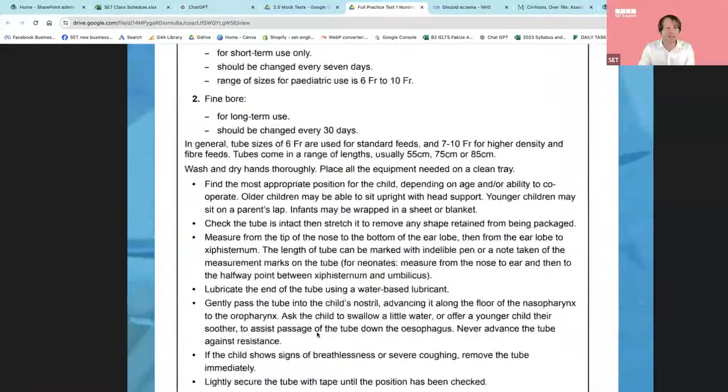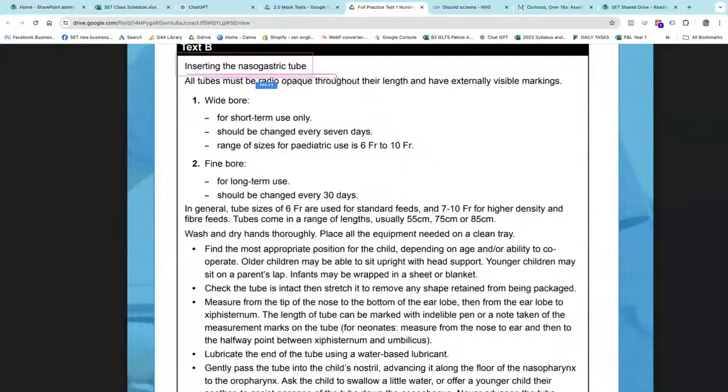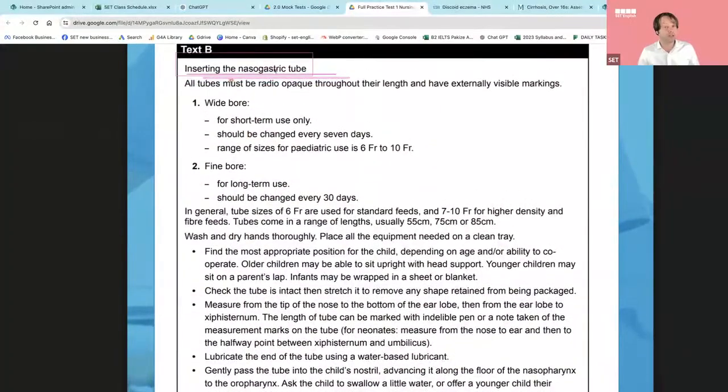Okay, so let's just take this as an example. Is there a heading here? No. So what's my main idea? Inserting the nasogastric tube. So that main idea is inserting the tube.